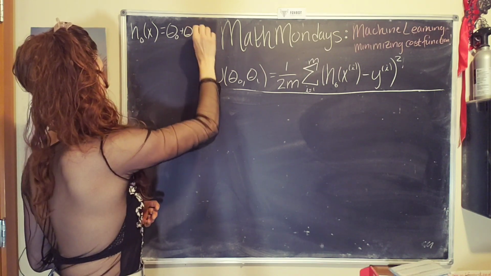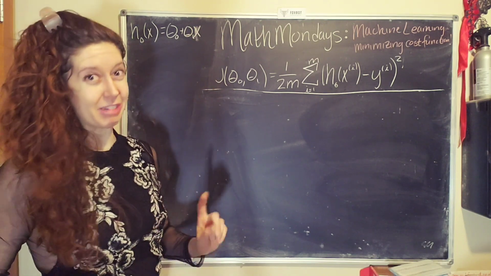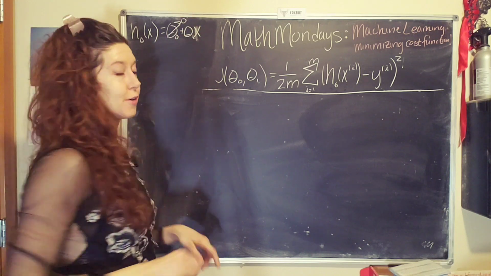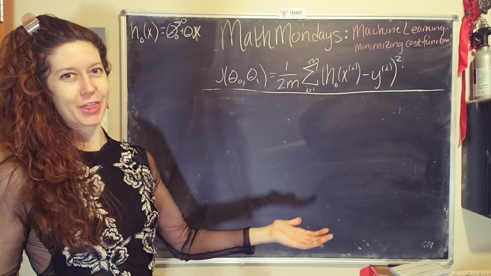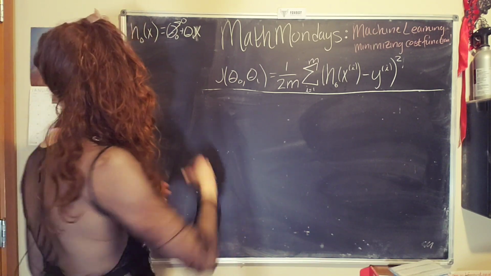Whoa, what happened to my x there? Let's do it again. Okay, there we go. Since I want to be even lazier, we are just going to set theta naught to 0 for our data set and work with a nice clean line that passes through the origin.